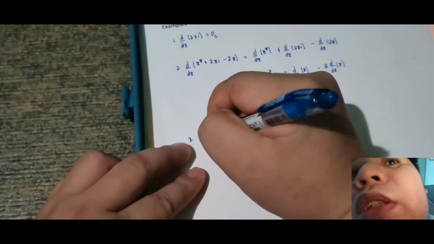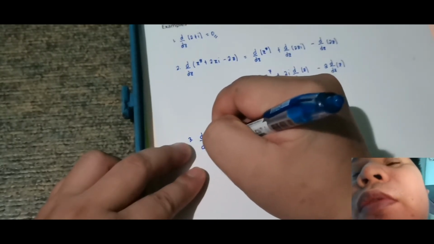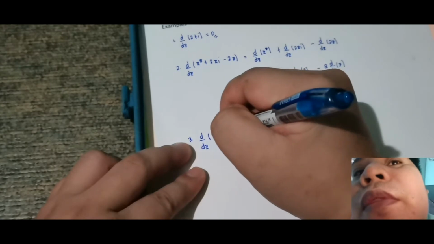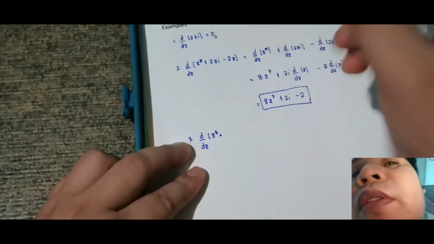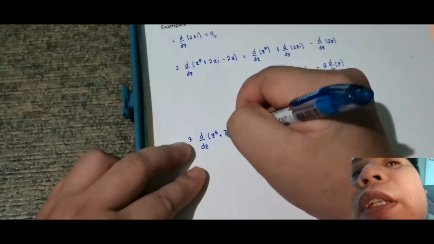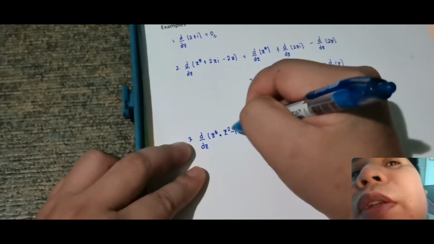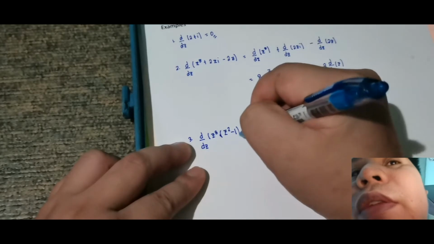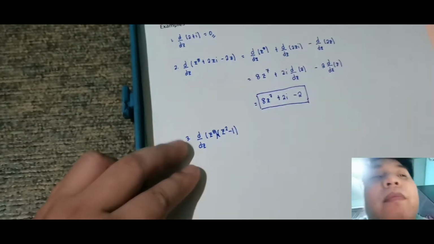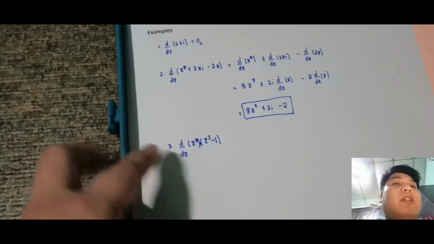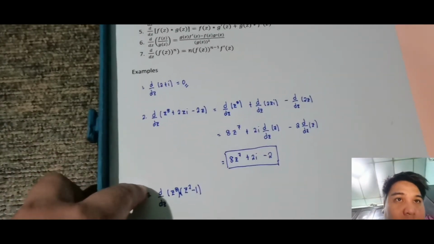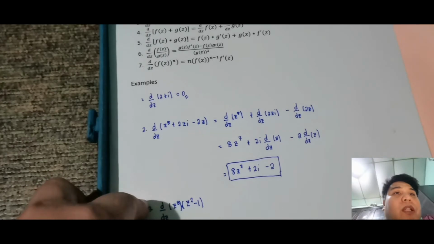Suppose we need to obtain the derivative with respect sa z ng z raised to 8 multiplied by, let's say, z raised to 2 minus 1. So ito yung factor. Okay, so obviously ito ay product rule. So by product rule, ano sabi ni product rule? That is f of z times g prime of z.